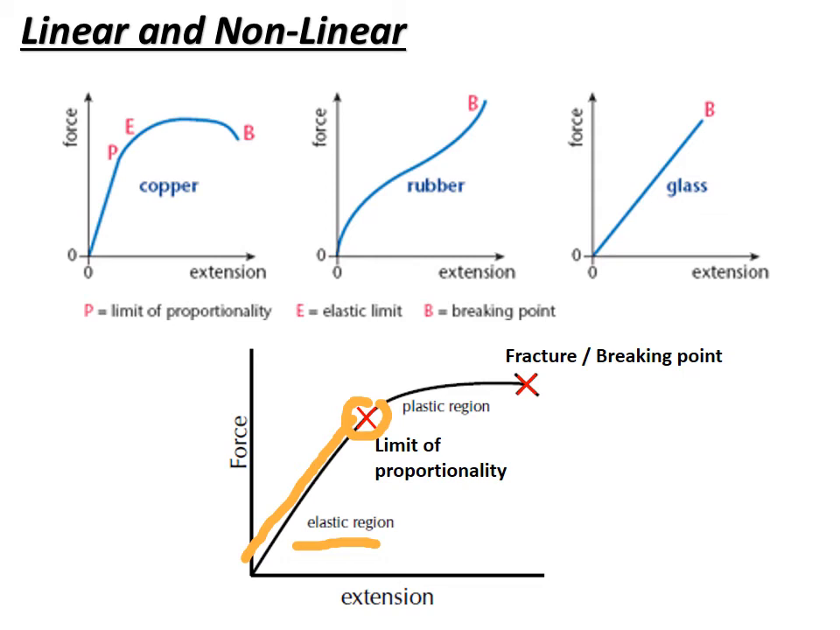Beyond this region, the material stretches out. The extension gets a lot bigger. And this is called the plastic region. Once it stretches beyond this point, the material will not return to its original shape and size. Eventually, however, the material fractures and breaks, and it won't stretch anymore beyond that point.